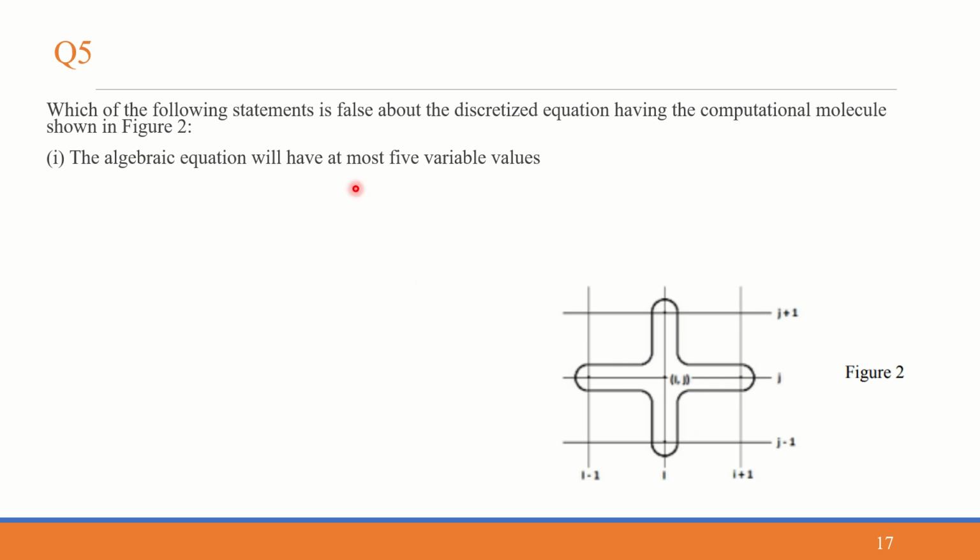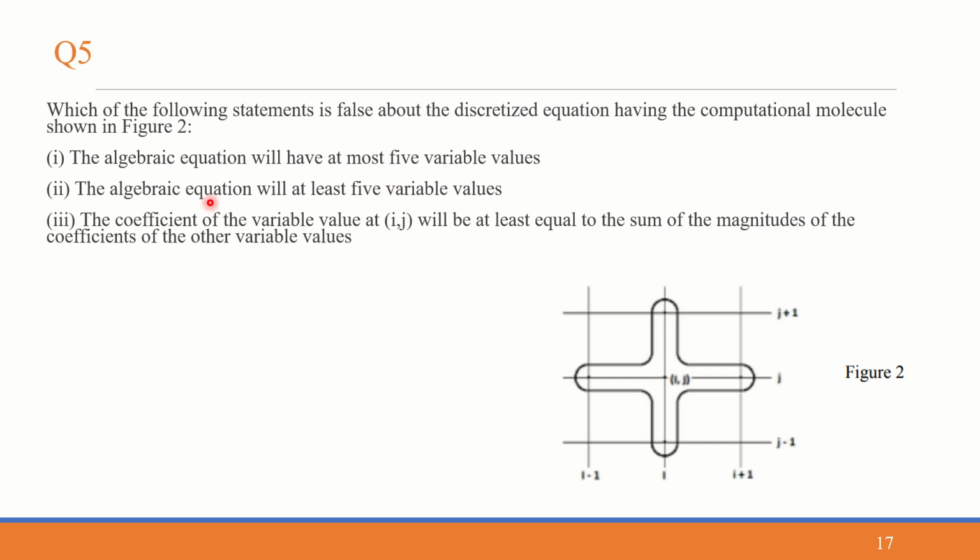First one, the algebraic equation will have at most 5 variable values. Second one, the algebraic equation will have at least 5 variable values. And option 3, the coefficient of the variable value at i, j will be at least equal to the sum of the magnitudes of the coefficients of the other variable values. That is, the coefficient of the variable value at i, j will be at least equal to the sum of magnitudes of the coefficients of the other variable values. So we are given 3 statements and asked to identify which of them is false.